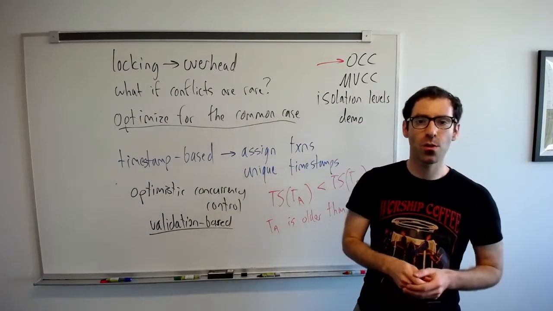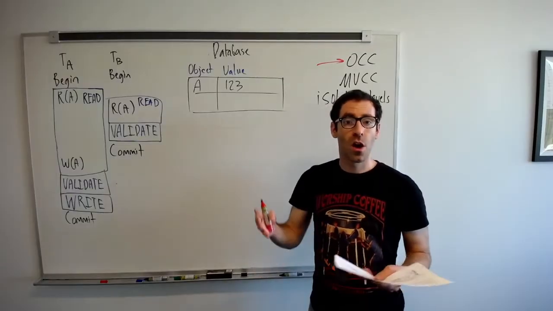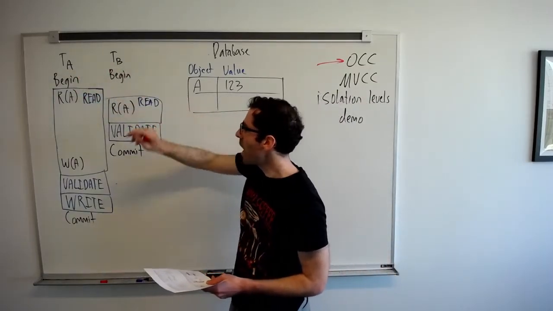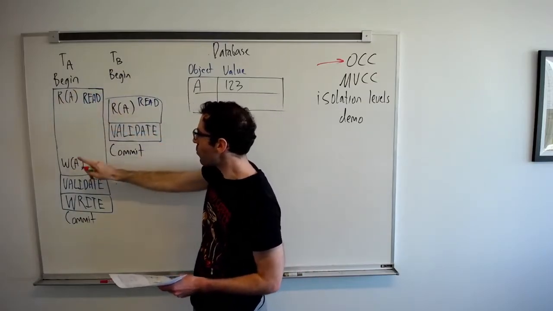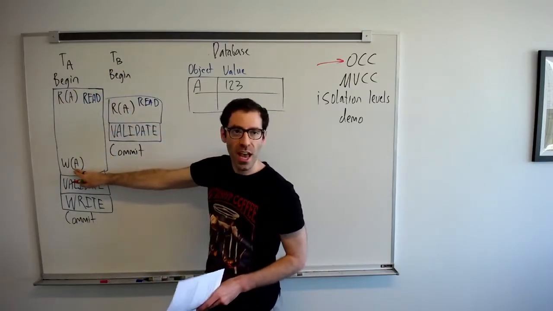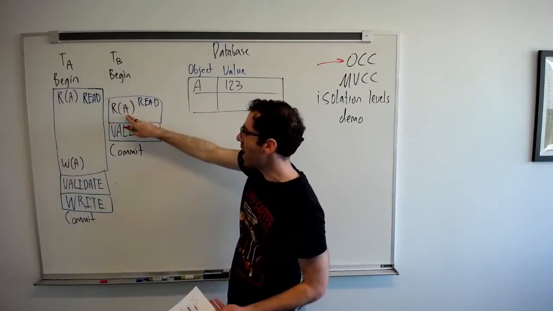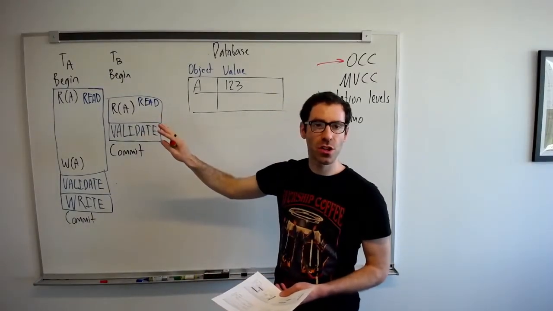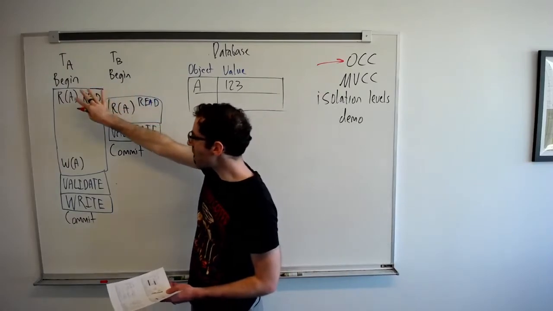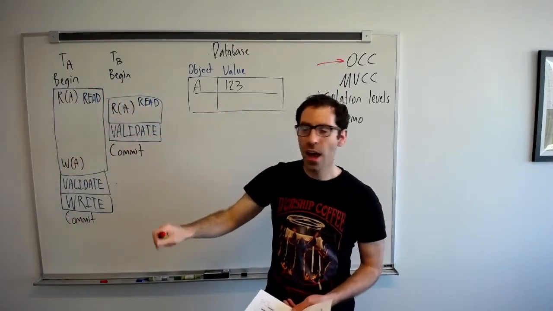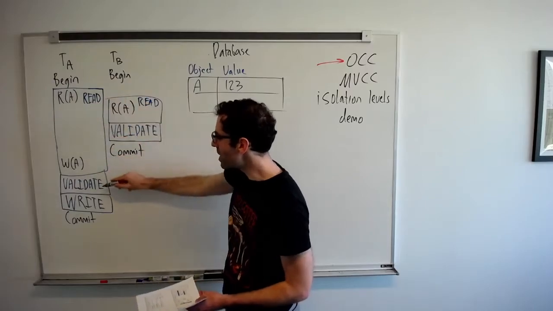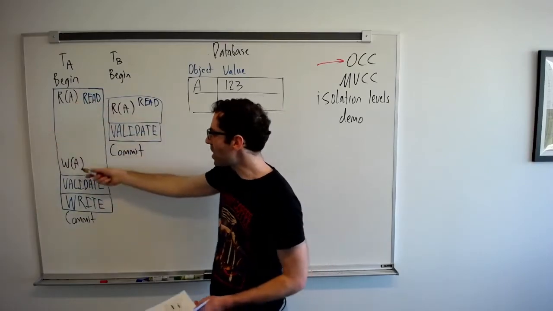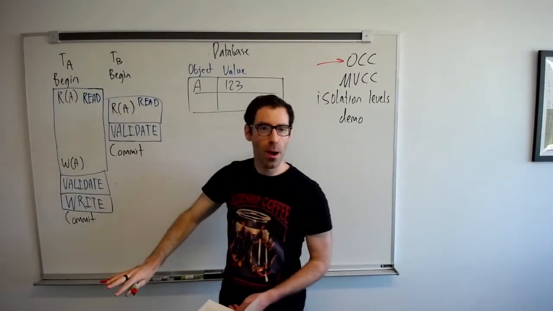So let me illustrate what I mean with an example. All right, so in this example, we have two transactions, transaction A and transaction B. Transaction A reads and writes some resource A. Transaction B reads A. And so what our optimistic concurrency control protocol will do is that each of these transactions will go through 2 or 3 phases. And these phases are named read, validate, and write. Now, the read phase is a bit of a misnomer because it can include both read and write operations.